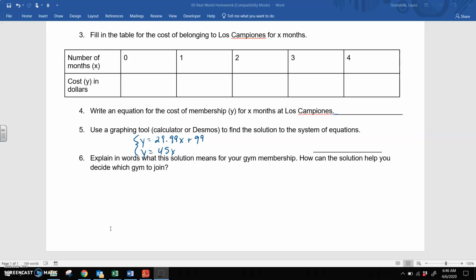And I copied down y equals 29.99x plus 99. That was what we got as our answer for number 2. That's the equation, or if I choose LA Fitness, the y equals 45 times x. That's what we got in number 4. So watch those videos if you don't know how we came up with those. But 45x was the equation for Las Campeones. So now I need to go to my calculator and graph those.